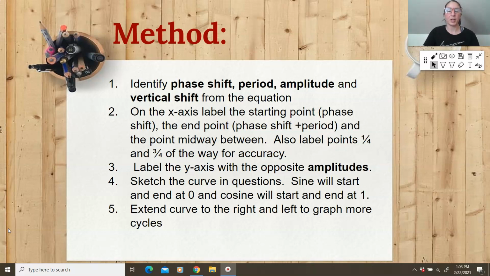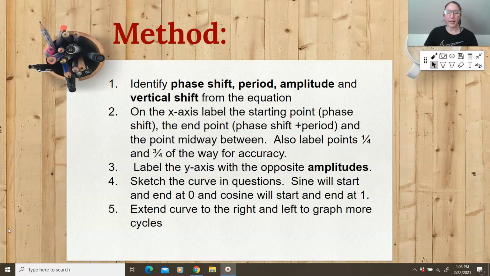Then on the x-axis, we're going to label the starting point, which is the number that we get once we calculate phase shift. The end point is equal to the phase shift plus the period, so we're going to have to do a lot of adding fractions here. Then the midway point, and we're also going to label the quarter points as well. So when we're done, we'll have a start, a finish, a midway, and quarter ways too. At the end, we'll have 5 points.